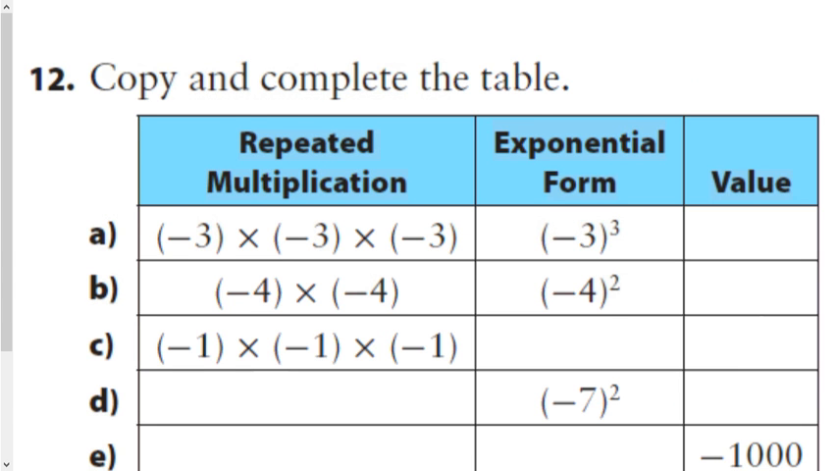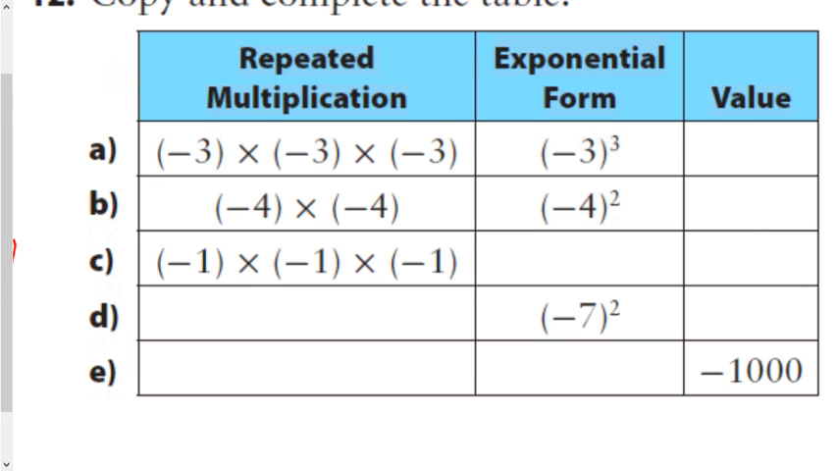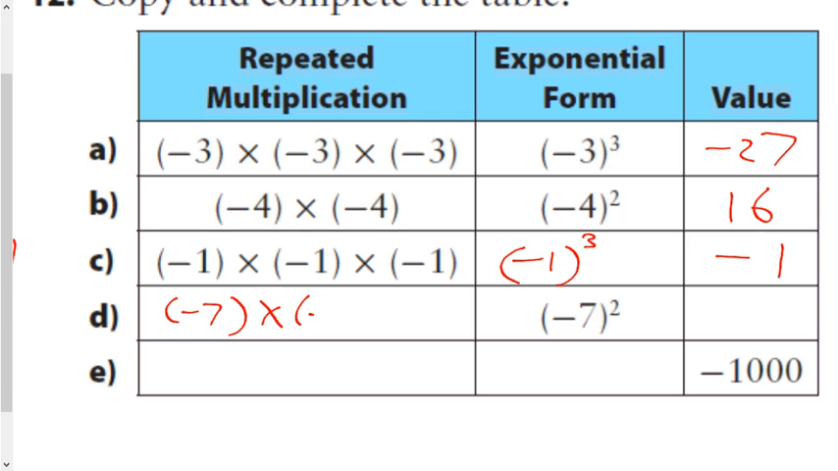Question 12 is a continuation of what we've been doing. So negative 3 multiplied by itself thrice would be negative 27. Negative 4 squared would be a positive 16. Negative 1 multiplied by itself 3 times is negative 1 in brackets cubed, without the brackets, it's wrong. Standard form, negative 1. Negative 7 squared is negative 7 multiplied by negative 7, which standard form is positive 49.